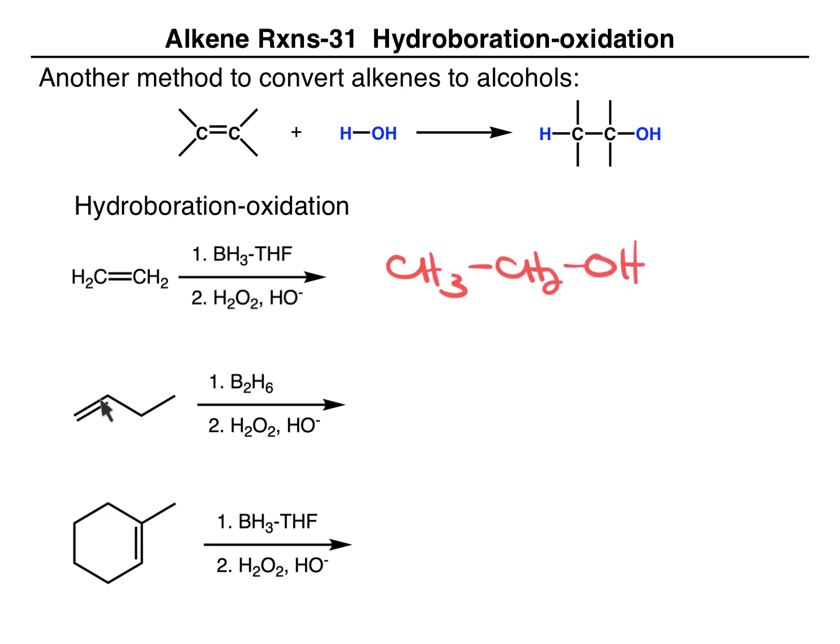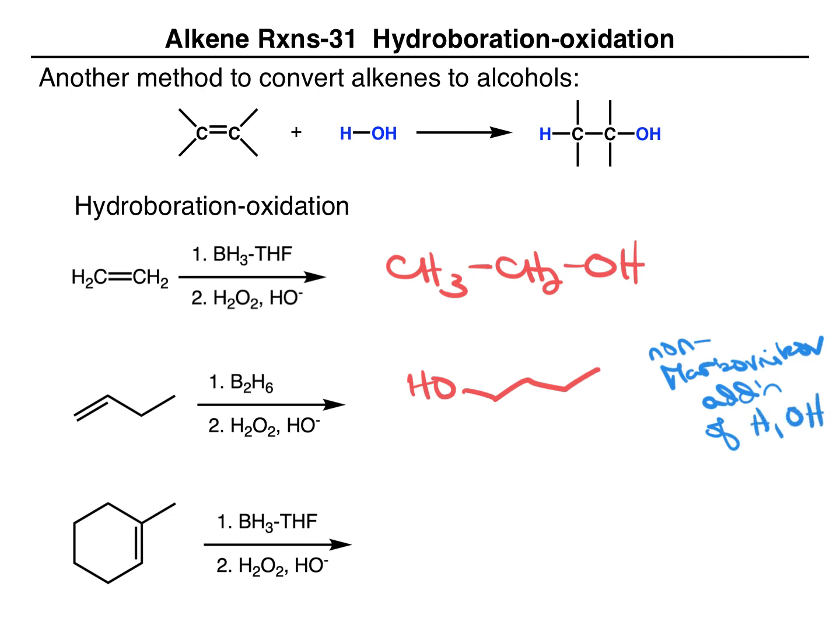If we start out with 1-butene, unlike what we saw with our other methods to make alcohols, in this case, we make 1-butanol, not 2-butanol. So what we have here is called non-Markovnikov addition. Non-Markovnikov addition of H and OH.